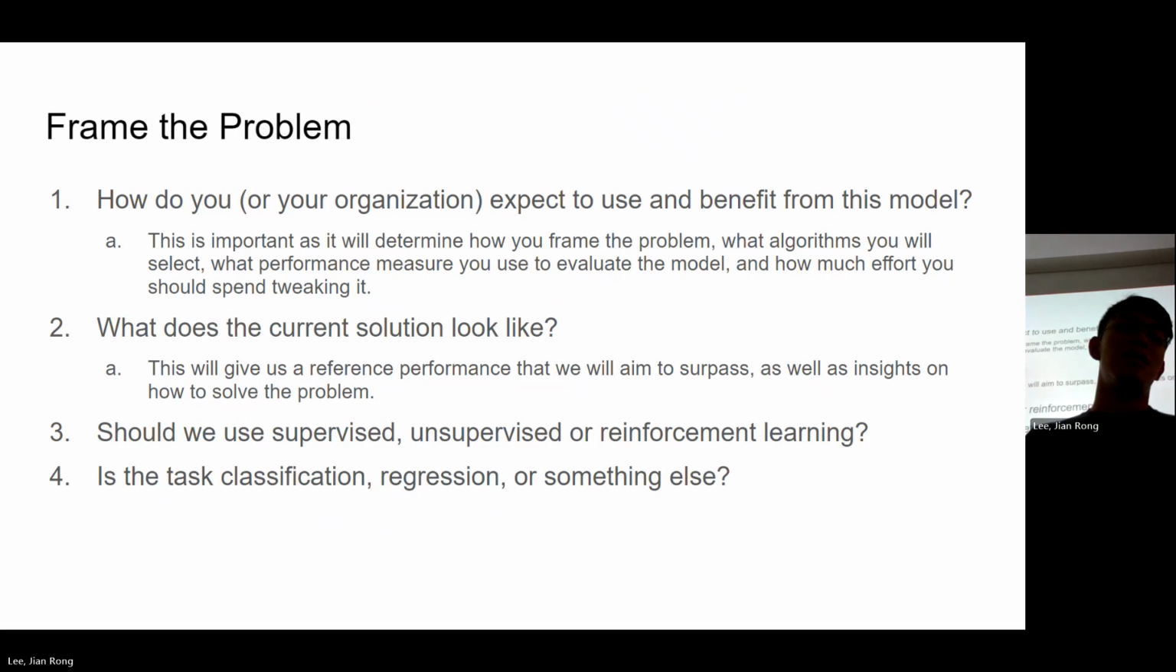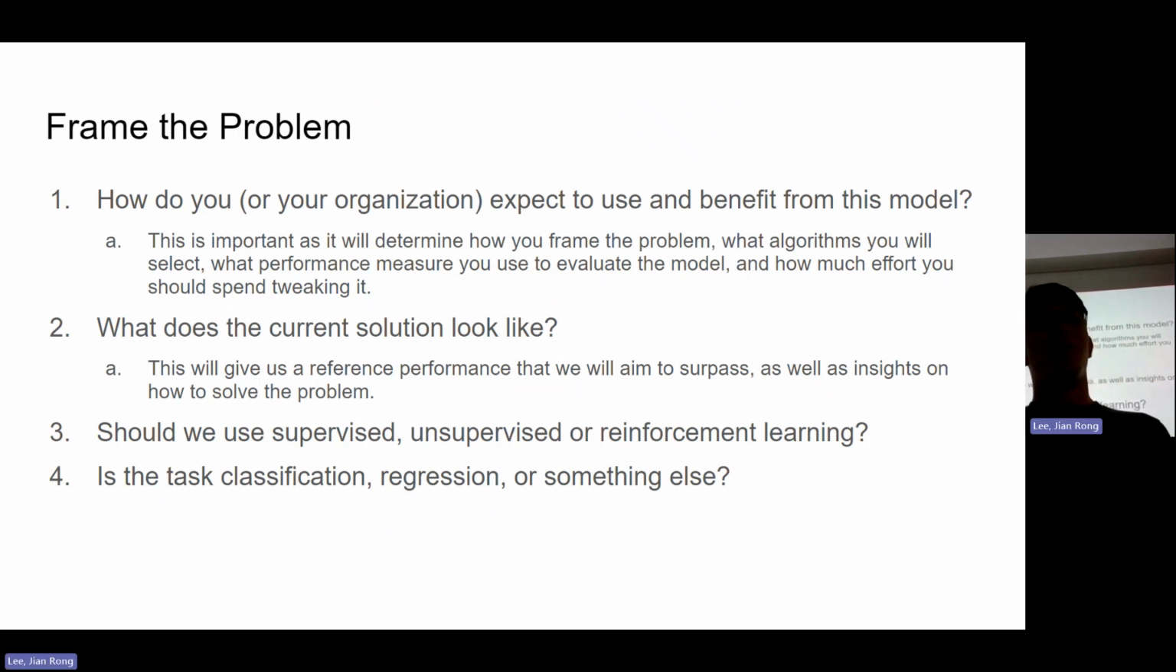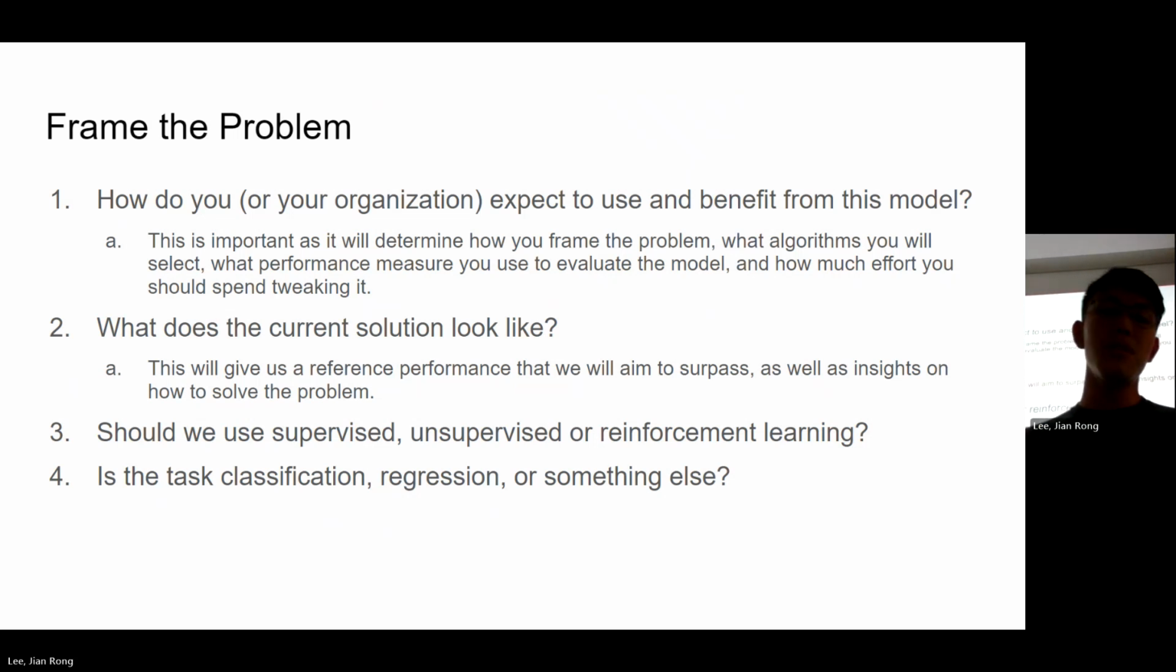Secondly, you should think about what the current solution looks like. What's your baseline level of performance? In terms of the housing price predictor, maybe the current solution is literally a human sitting in front of a computer and trying to predict the housing prices, like a housing expert. So the ML model comes in to automate the process and to help the company save costs.